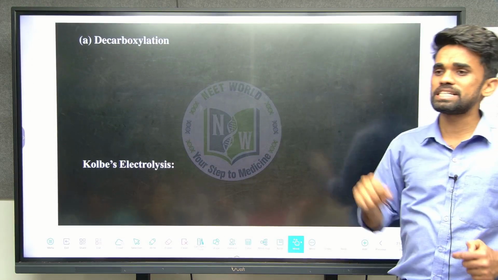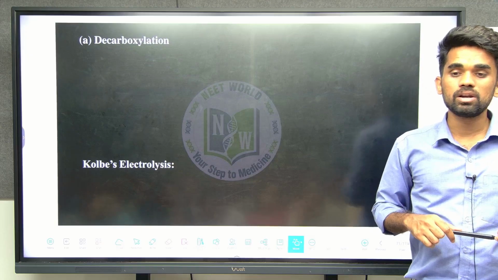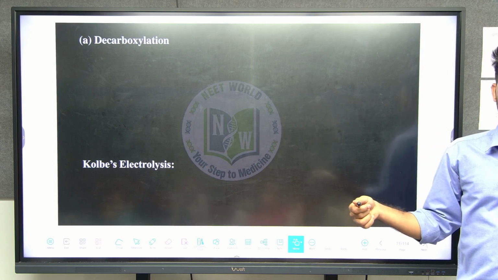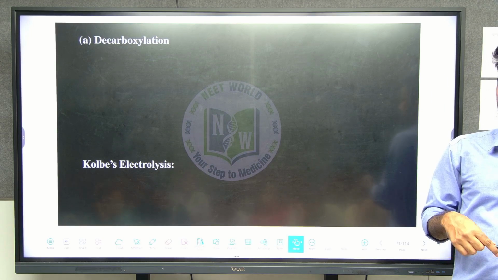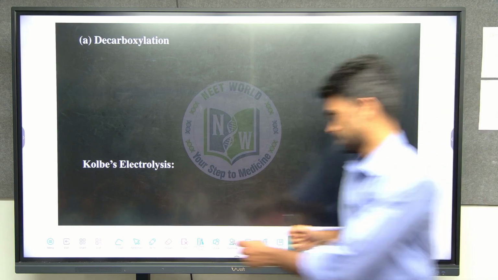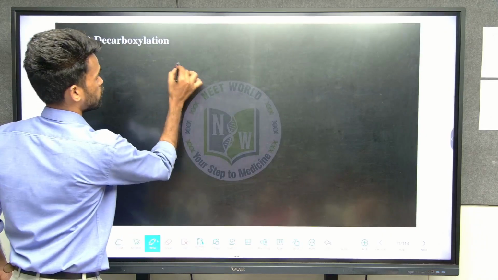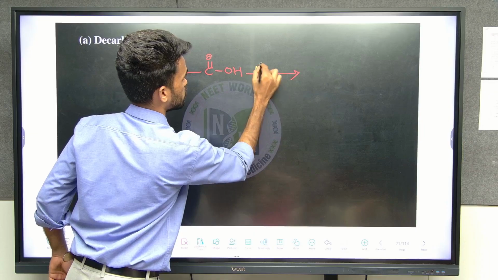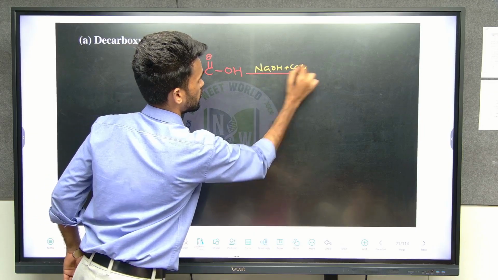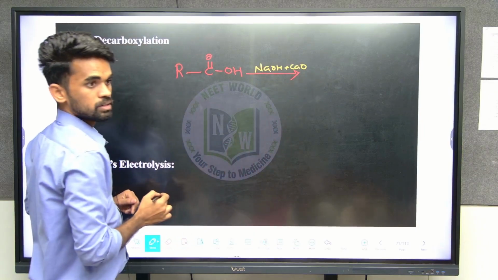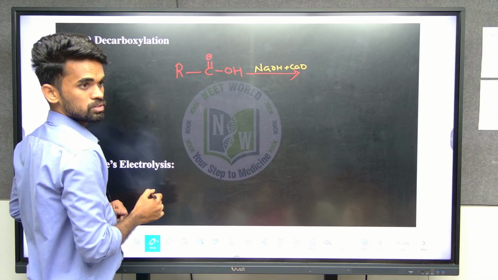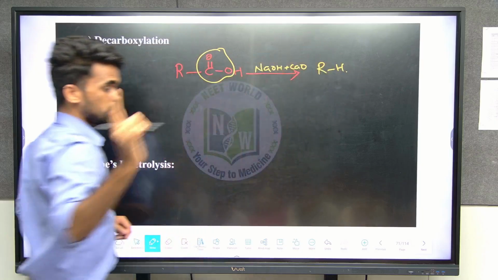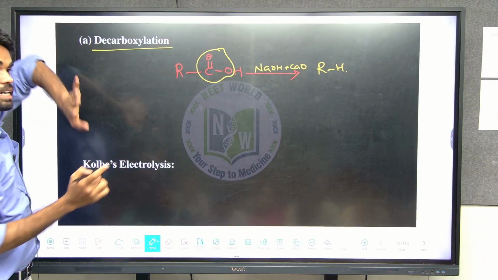So tell me, decarboxylation, what happens? Carboxylic acids upon treating with soda lime in the presence of concentrated base give you, yes. Now fast you tell me, I will give you one question on this. Decarboxylation means what happens? Treating this with NaOH plus CaO. What is the final product? What is removed? This CO2 is removed, so what is the remaining part? RH.